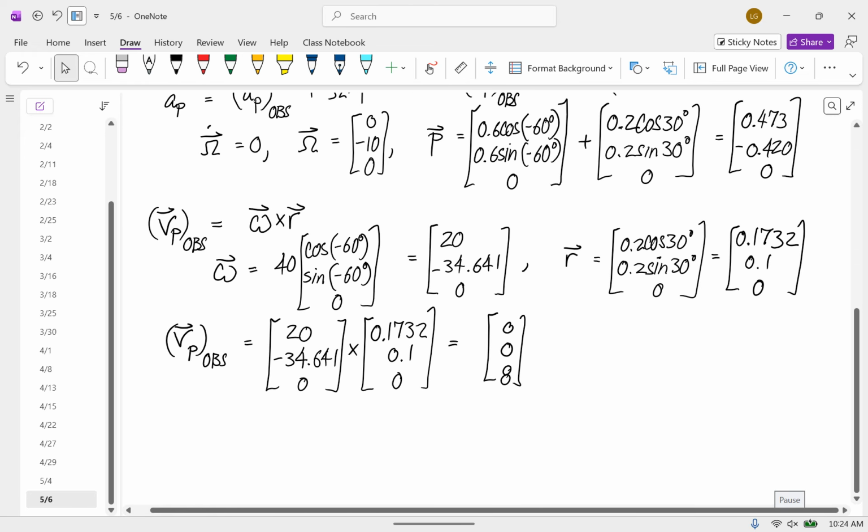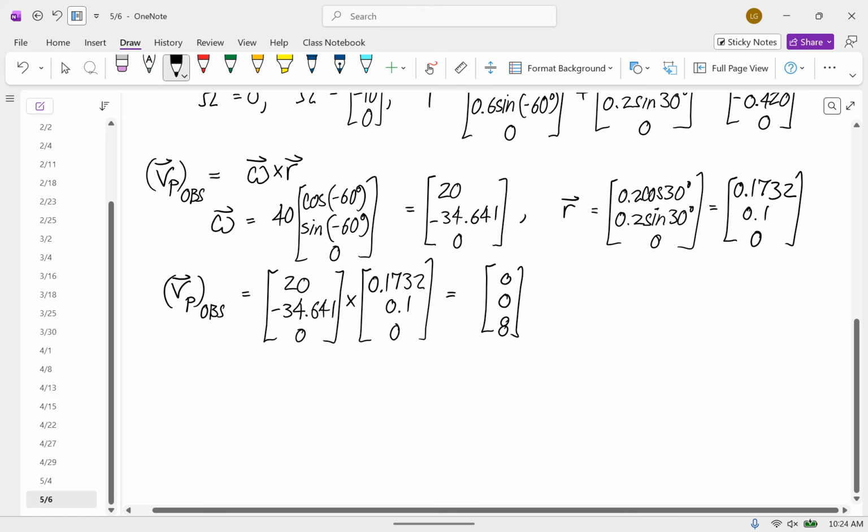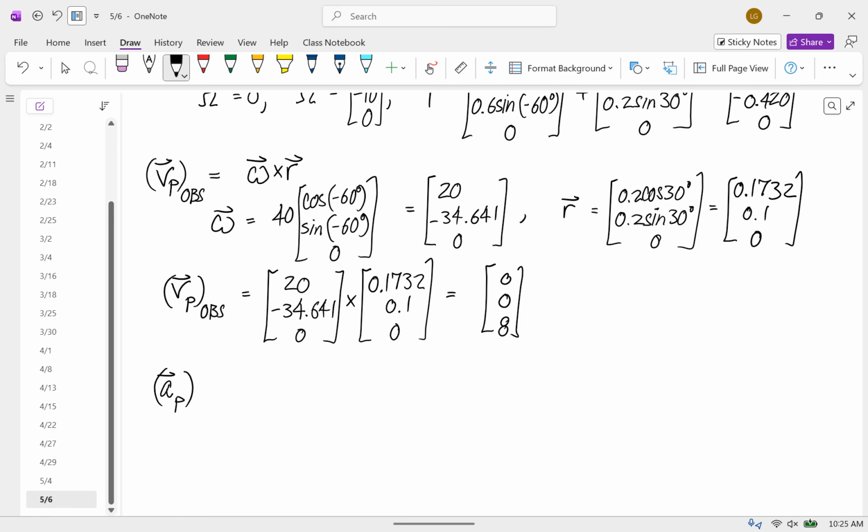And then the last thing we need is the acceleration of P that's observed in the coordinate system. It's circular motion, so this is the watermelon equation.